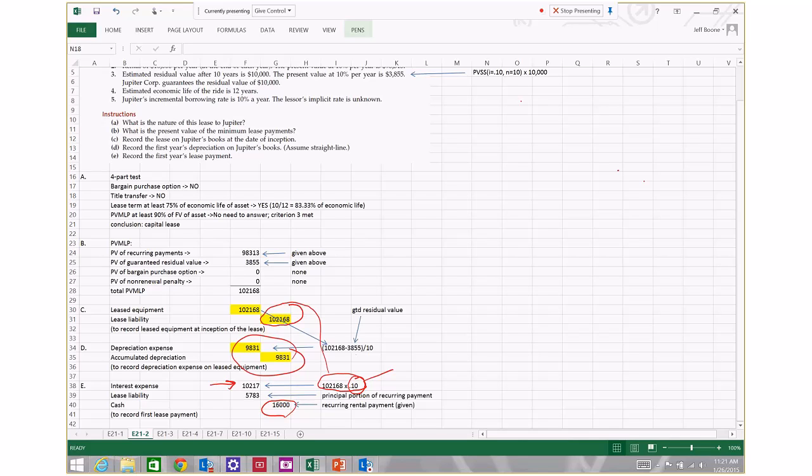So out of the $16,000 payment, 10,217 is deemed to be a payment of interest, and the remaining 5783 is deemed to be the principal portion of this recurring rental payment. So then the bottom line journal entry: debit interest expense 10,217, debit lease liability 5783, and credit cash $16,000.